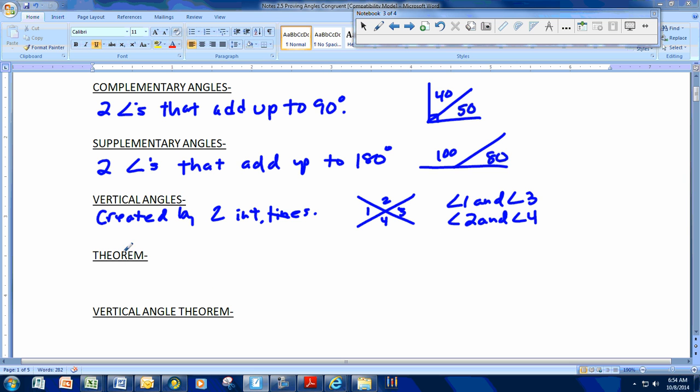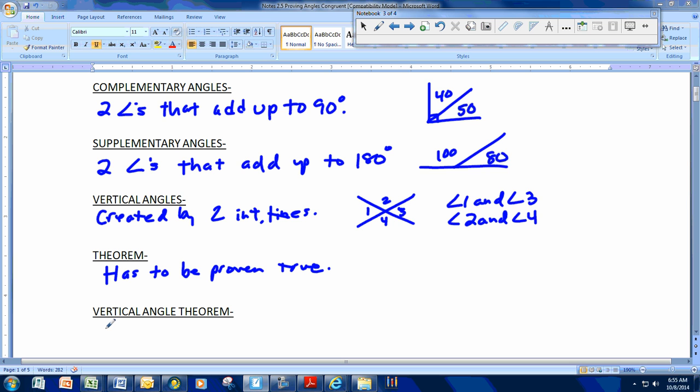Next thing we have is called a theorem. A theorem is basically a law in geometry that has to be proven. It has to be proven true. So it's a little different than a postulate. A postulate is an accepted statement of fact. A theorem is a statement that has to be proven true. Now our first theorem we're going to talk about is called the vertical angle theorem.